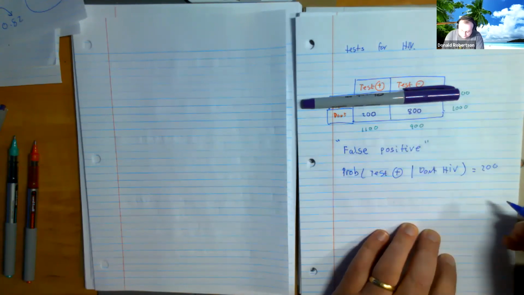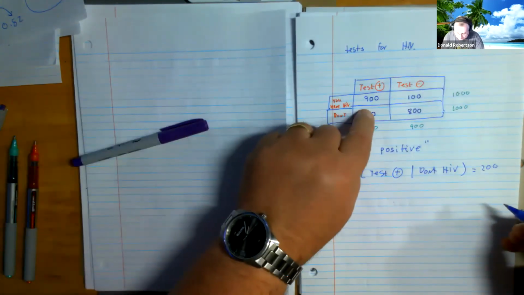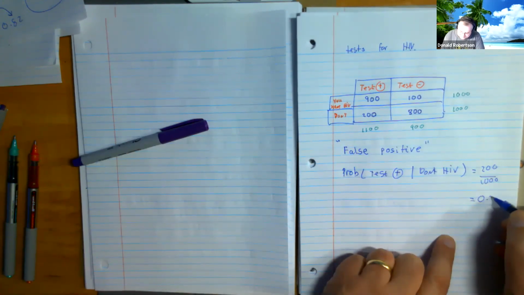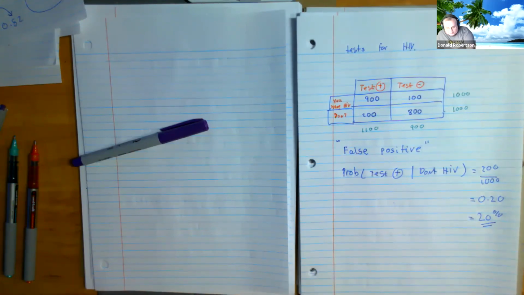And when we look at that, 200 tested positive, right? 200 tested positive out of 1,000 people. And that is that guy, and I'm going to convert it to percentages. That is a 20% false positive.